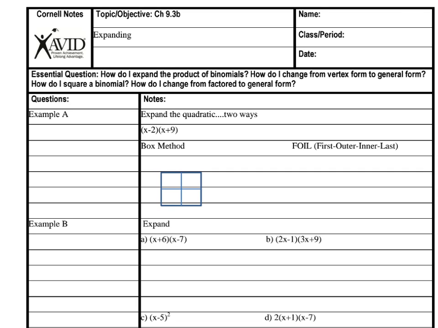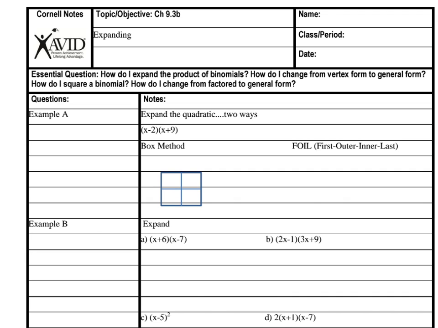This is Lesson 9.3b, Expanding. Our essential question for today: how do I expand the product of binomials? How do I change from vertex form to general form? How do I square a binomial? And how do I change from factored to general form?